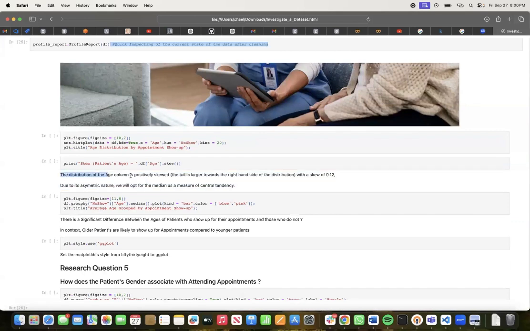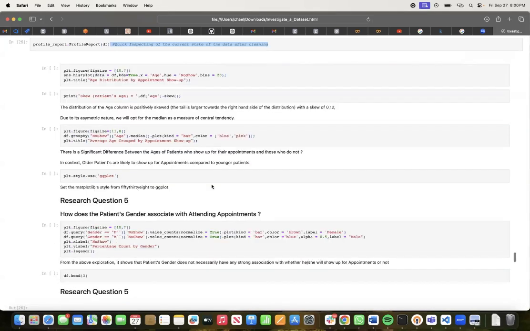The distribution of the age column is positively skewed. The tail is larger towards the right-hand side of the distribution, with a skew of 0.12. Due to its asymmetric nature, we opt for the median as a measure of center. I think I'm missing some information over there. Okay, I think this is it.